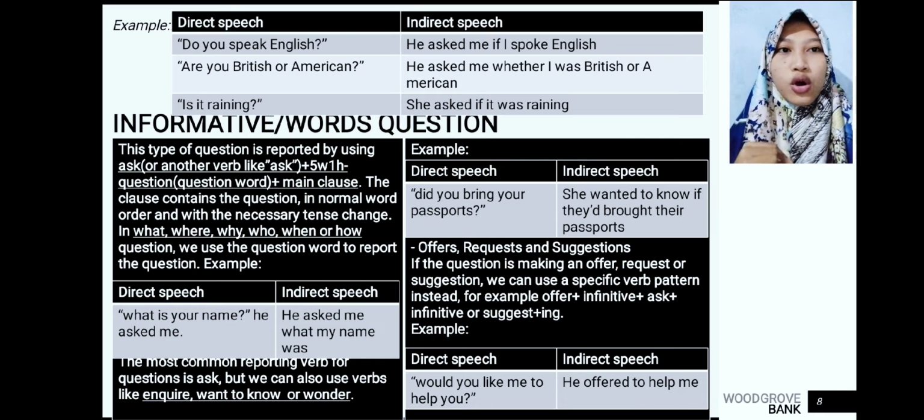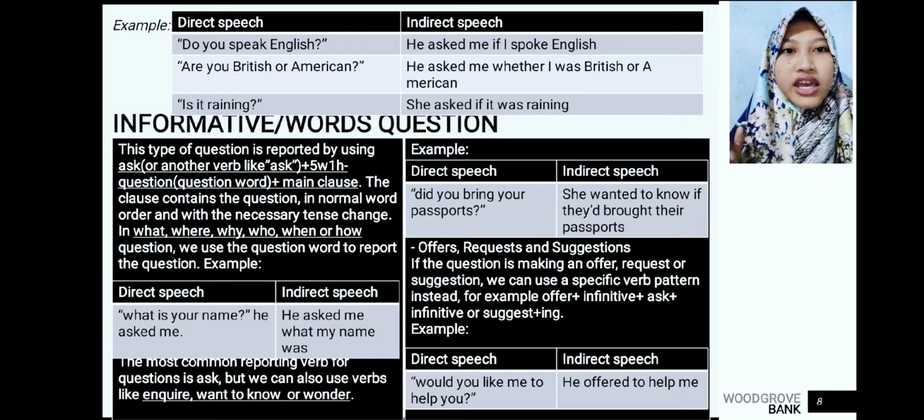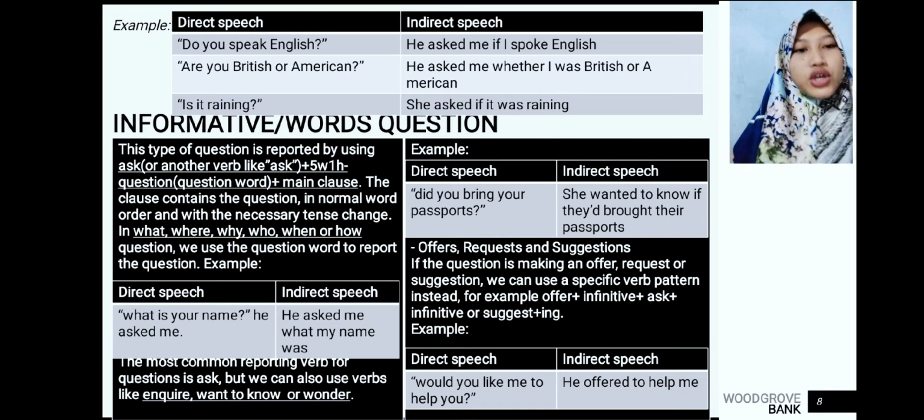This type of question is reported by using ask or another verb like ask, plus a question word, plus a main clause. The 5W1H. The clause containing the question has normal word order, with the necessary tense changes. For what, where, why, who, when, or how questions, we use the question word to report the question.